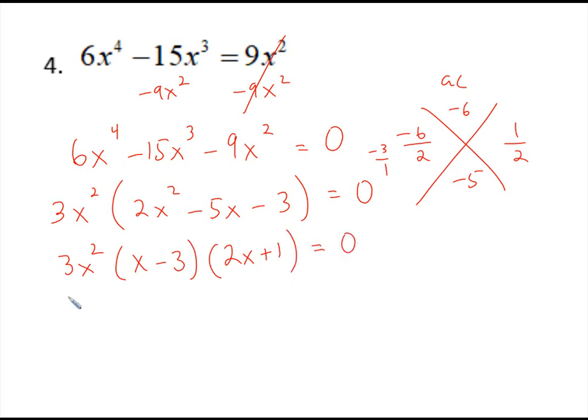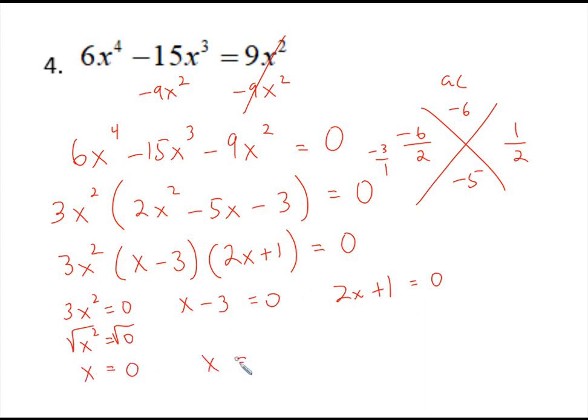Now I take each factor and set it equal to 0. So 3x squared equals 0, x minus 3 equals 0, and 2x plus 1 equals 0. Over here, if I divide by 3, I get x squared equals 0. If I square root both sides, I get plus and minus 0, which is just 0. Over here, x is going to equal 3. Over here, subtract 1, then divide by 2, and I get negative 1 over 2.